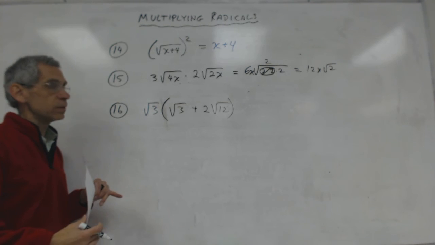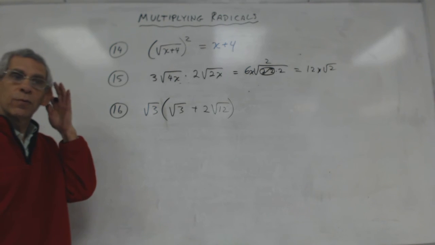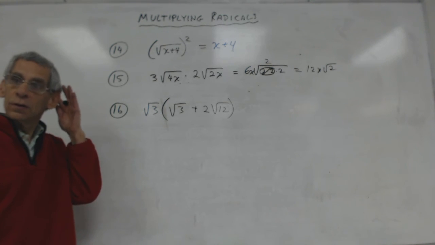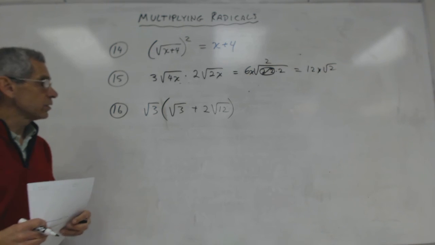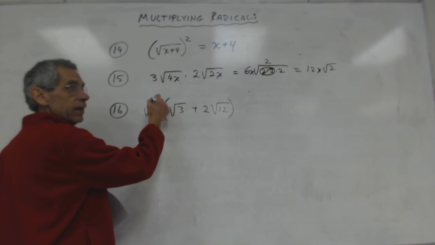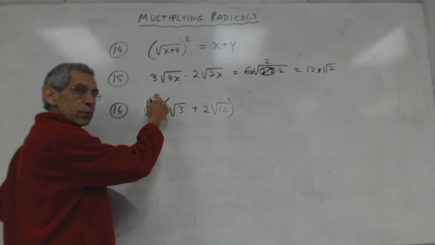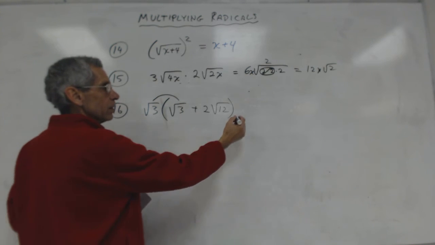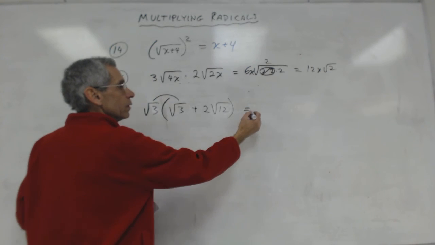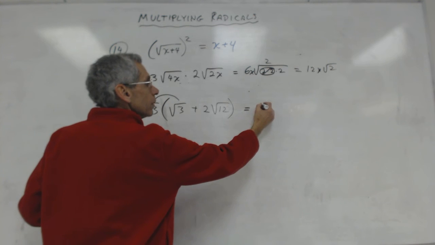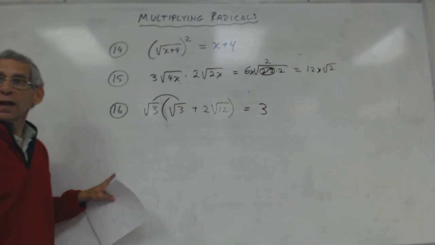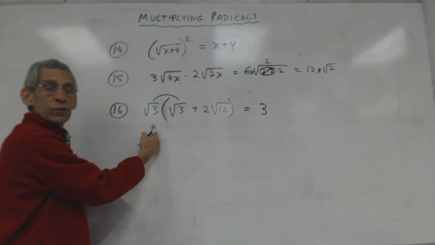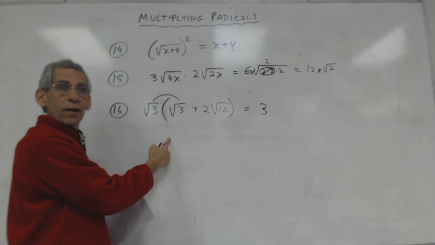Alright, what if I gave you this? What is the property you'd have to use? Distributive. Distributive, exactly. Good job. So I've got to multiply the square root of 3 times the square root of 3. What would that give me? It would be 3, right? The square root of 3 times the square root of 3 is 3, right?